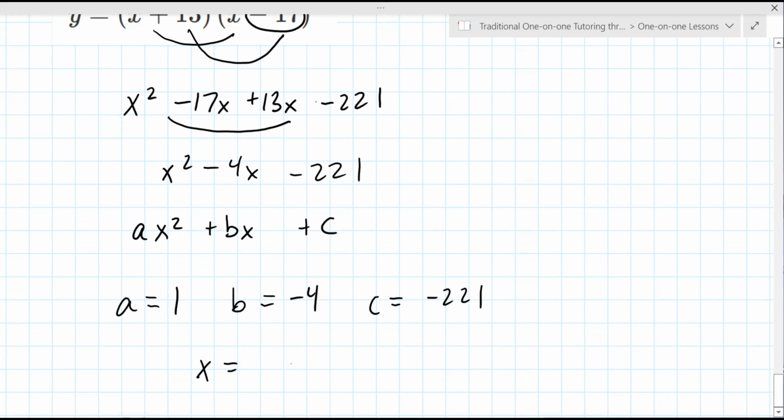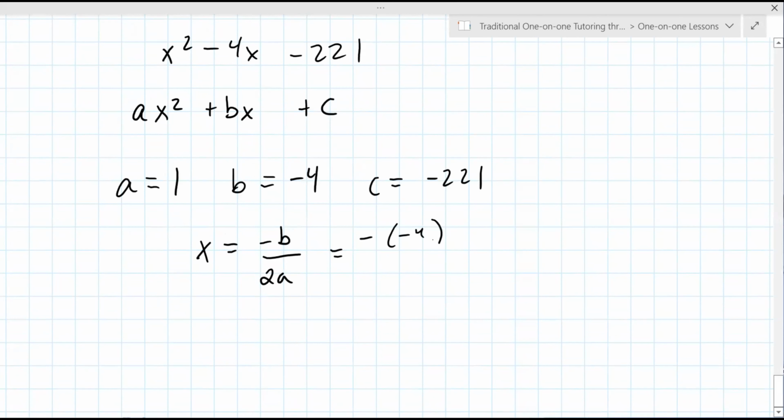Good. Now the x coordinate of the vertex, the axis of symmetry, is minus B over 2A. Everything we did was to get it into this form so that you could figure out the axis of symmetry. So that's minus minus 4 over 2 times 1. Can you simplify that for me, please? It is 2. So that's your axis of symmetry, x equals 2.